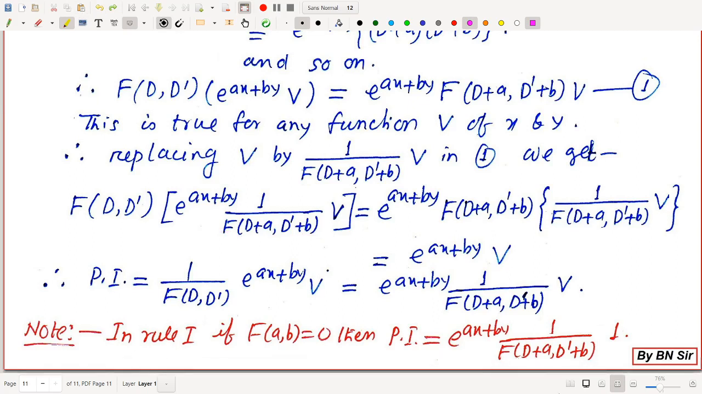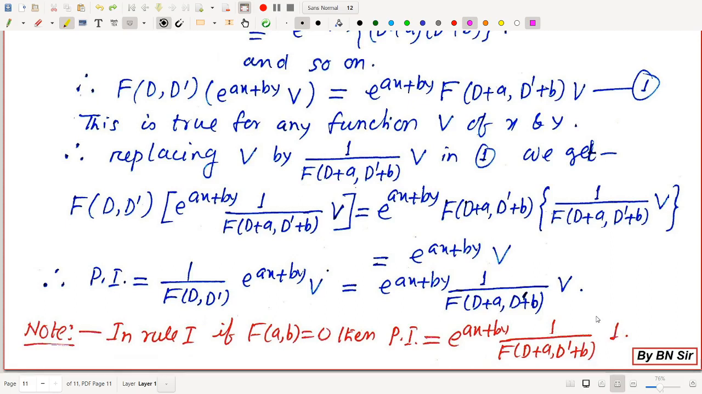Okay, and when in rule 1 F of a comma b is 0, then the particular integral can be obtained using this rule 4. e to the power ax plus by is taken to the left, and 1 by F of D becomes D plus a, D dash becomes D dash plus b, and operates on what? Operates on only one. Only one. By using binomial theorem, etc., expanding, we can find. One is a function of x and y. You can take constant function.